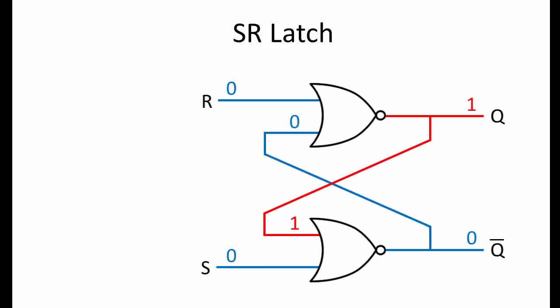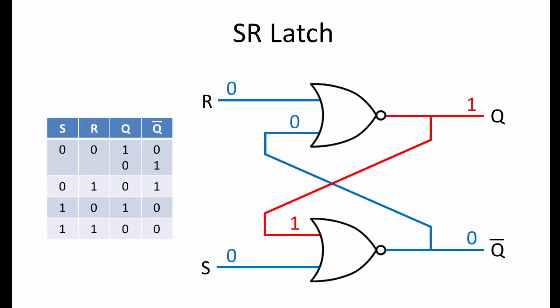This gives us an unusual looking truth table. When both S and R are set to 0, Q may be 1 or it may be 0, depending on the previous state of the circuit. Let's examine the truth table as this SR latch is reset again. The reset pulse is applied.